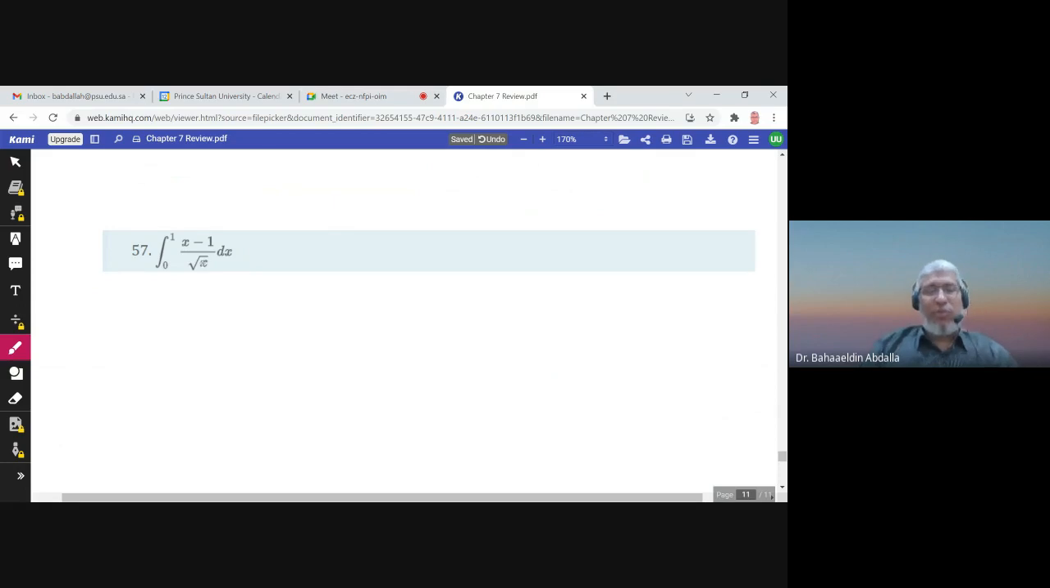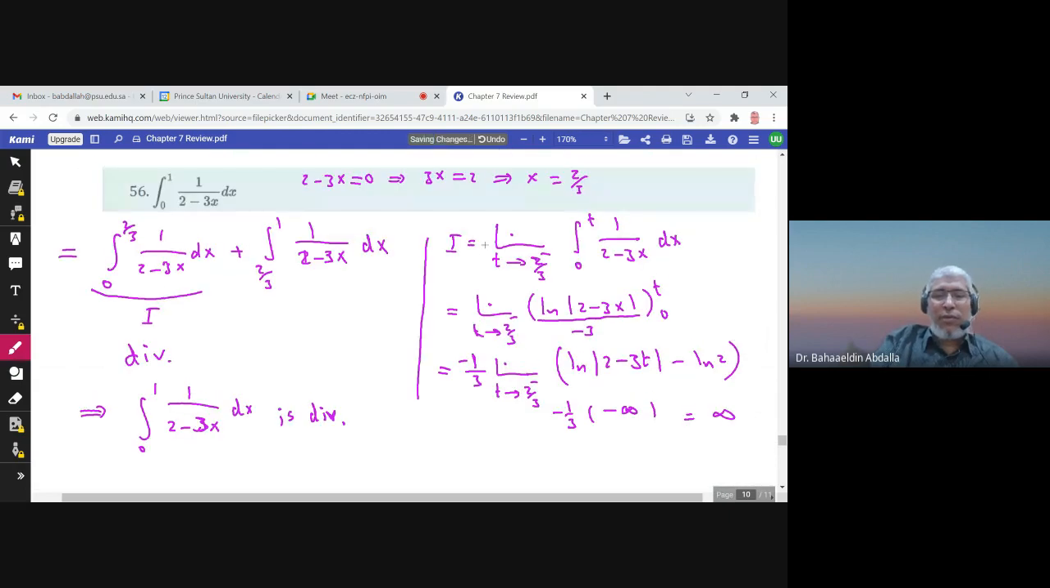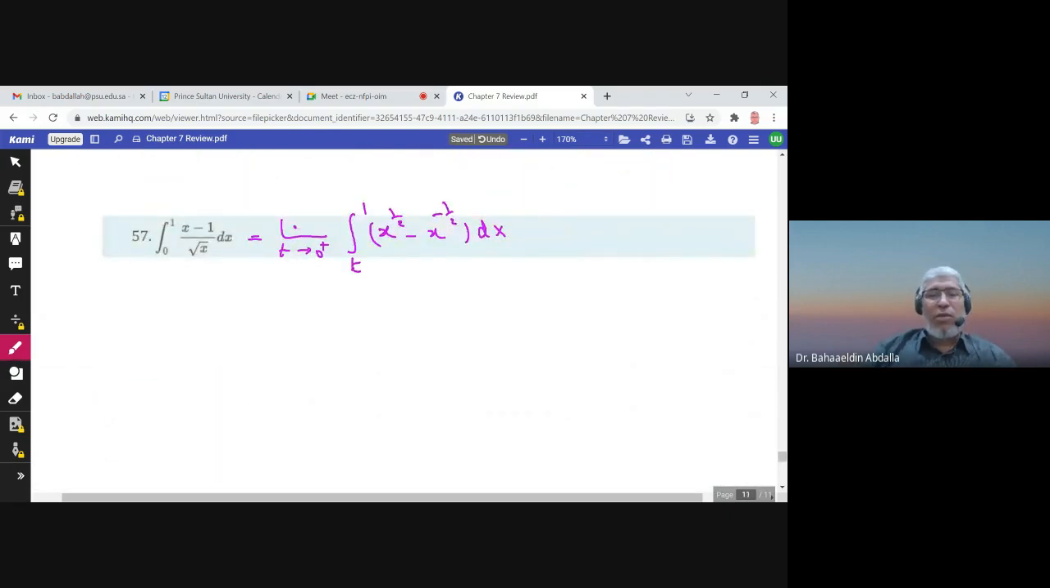Here I have problem with the 0, so I will write it as limit t approaches 0 from the right, t to 1, and let me write this as x over square root of x. This would be x to the power half minus x to the power negative half dx. So this would be equal to the limit as t approaches 0 of the integral of x to the power half, x to the power half plus 1, and the integral of x to the power negative half is x to the power half over half, or 2, from t to 1.